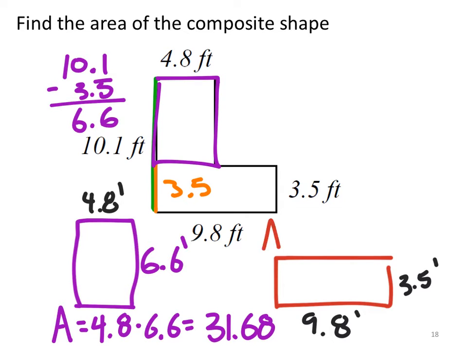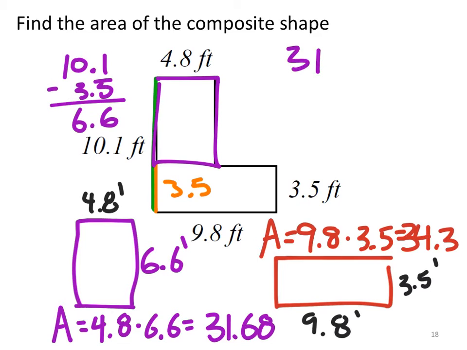And then the red one, same thing, length times width, so 9.8 times 3.5, which in my calculator is 34.3. So I'm going to take these two values, the area of these two rectangles, and if I add them together, it would give me the area of that full shape.